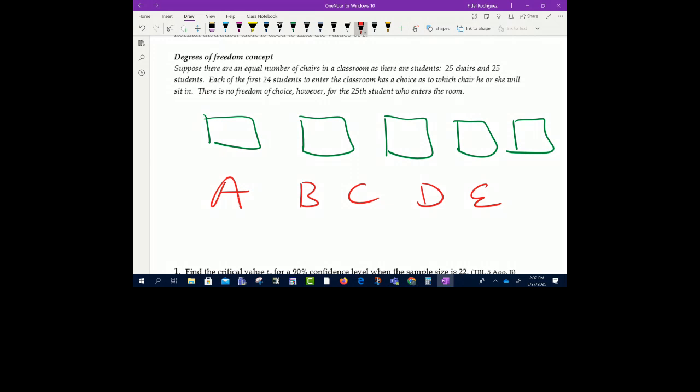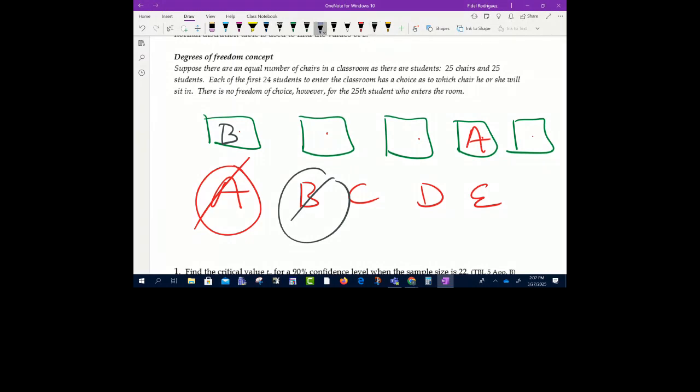Okay, now suppose A is the first student who walks into that room. Student A has a choice on where they want to sit. They have 5 places that they can choose from. I'm going to make this up. Suppose student A goes there. Okay. Now look, y'all, student B walks in. They have a choice on where they get to sit. They get to sit anywhere they want. Well, maybe not here, but they still have a choice. So suppose B goes over there. Okay. It doesn't matter where they sit, but they have choices, right?